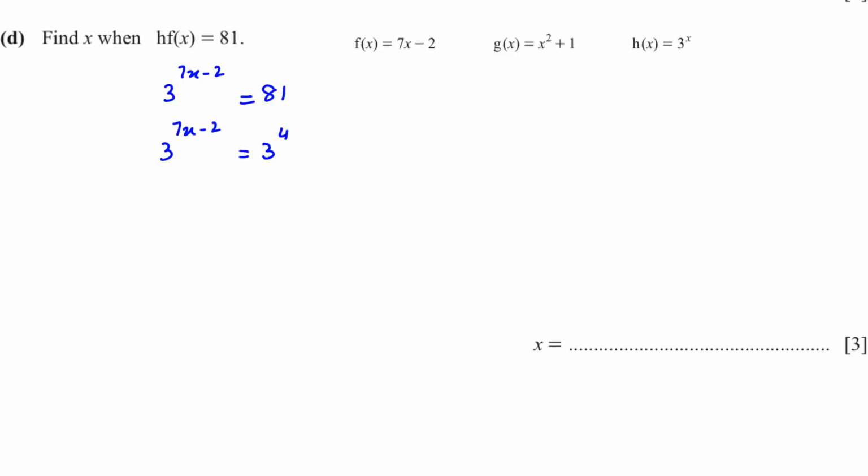The reason we do this is because the 3 will get cancelled, and now we have 7x minus 2 is equal to 4. 7x is equal to 4 plus 2, which is 6. Divide by 7 both the sides. X is equal to 6 over 7. So we are done with this question here.